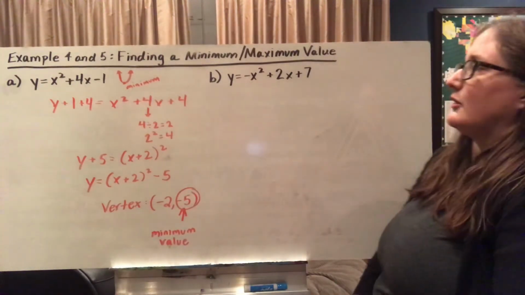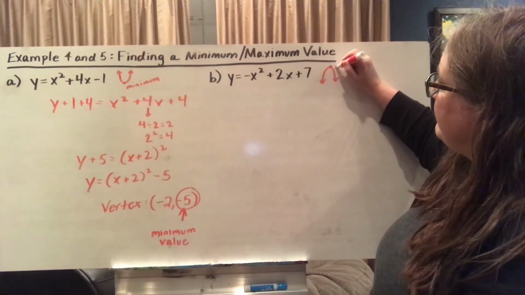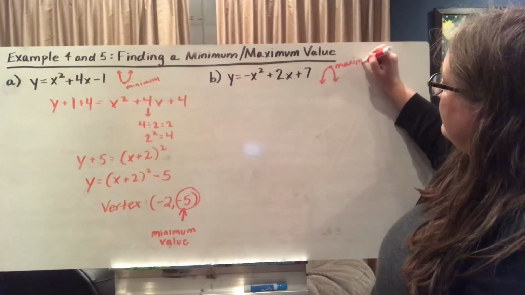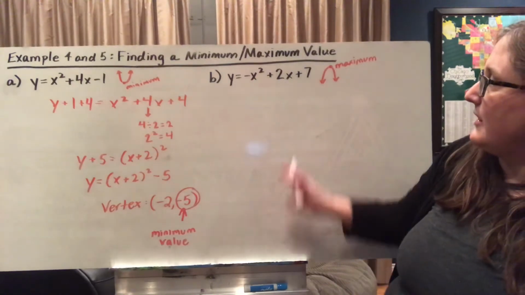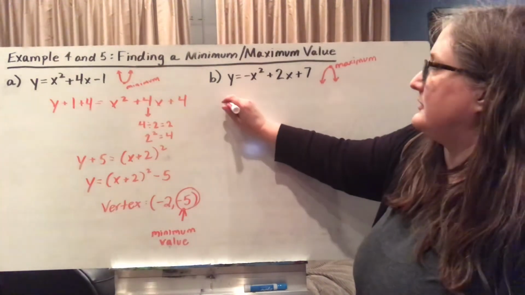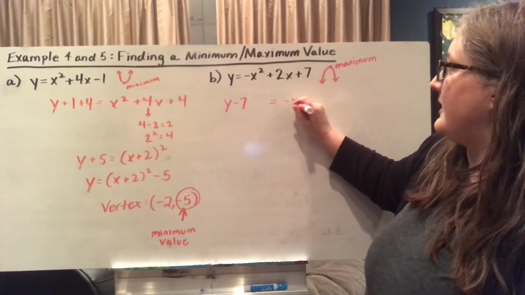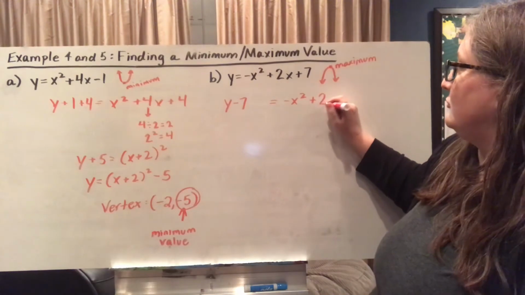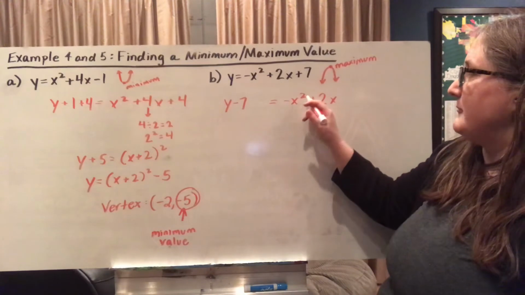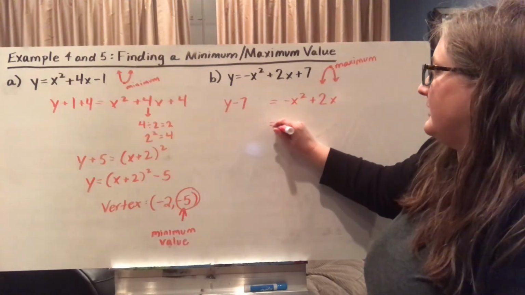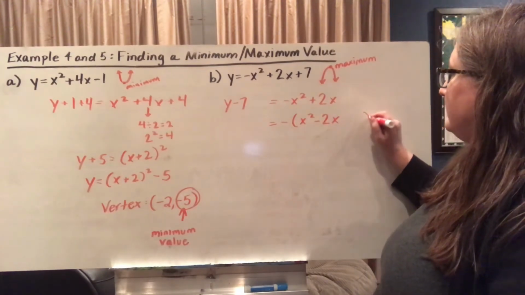So this one starts with a -1. That means it's going to be opening down, which means in this case, I'm going to be finding a maximum. Okay, so once again, I want to get rid of this 7 here so I can complete the square. So I'm going to have y minus 7 equals -x squared plus 2x. And I don't really want to be working with a negative out in front of my x squared, so I'm going to factor out that negative, and it's going to become x squared minus 2x.